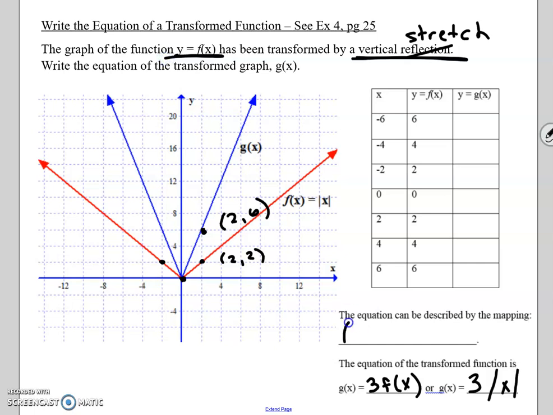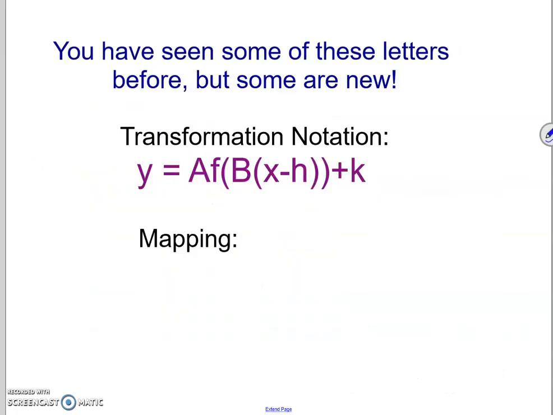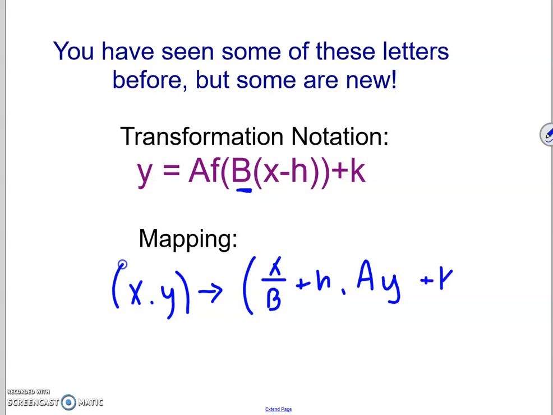To show the mapping here, the x wouldn't have changed, but the y value would get 3 times taller. So in mapping, it would be x, comma, 3y to represent this. So again, we're just comparing the transformation to the mapping. The only new one here that you really haven't seen before is b. Now when we map this, it's going to be x over b plus h, and a times y plus k.